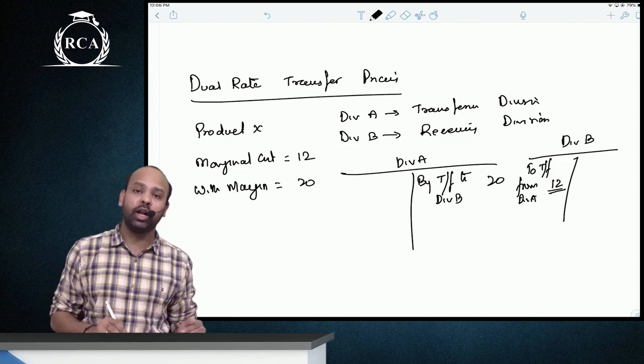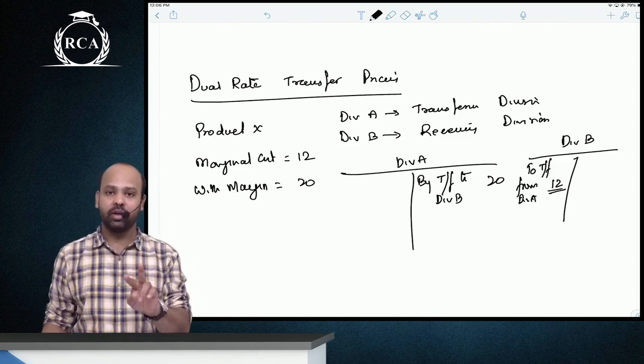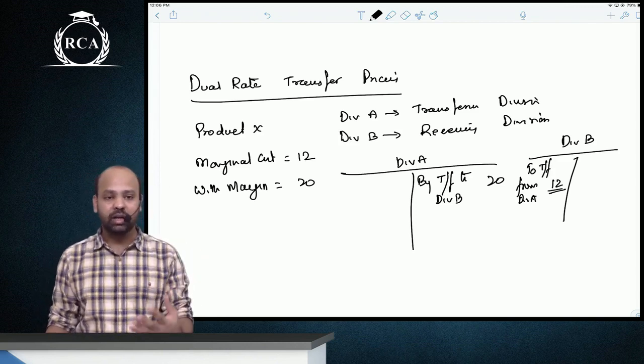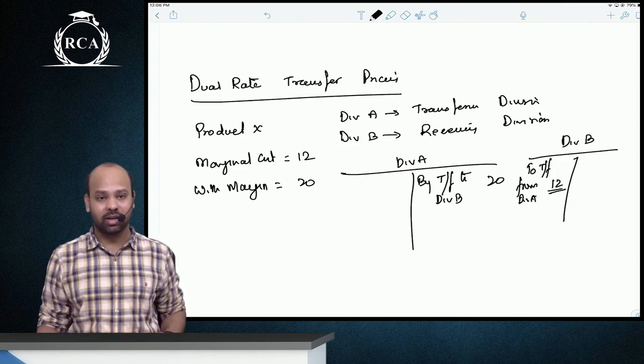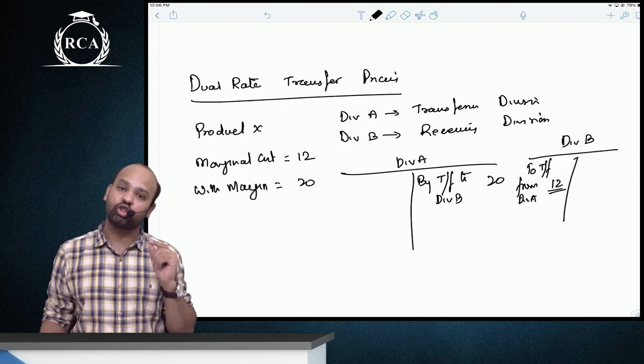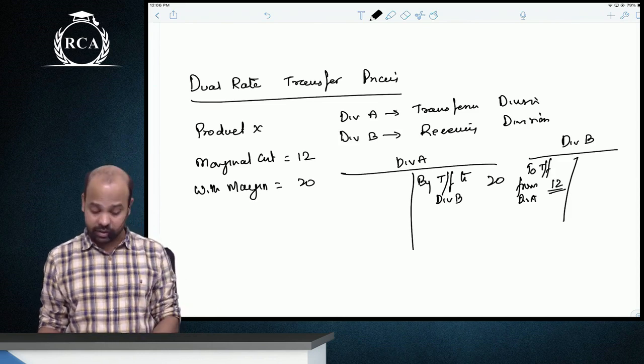So what is dual rate? Dual rate under, guys, two rates. There are two rates being used in the transfer pricing system. The transferring division has variable cost plus markup being credited, whereas the receiving division will debit only variable cost or marginal cost. Nothing else as such, guys.